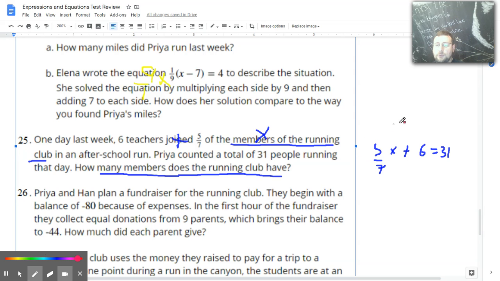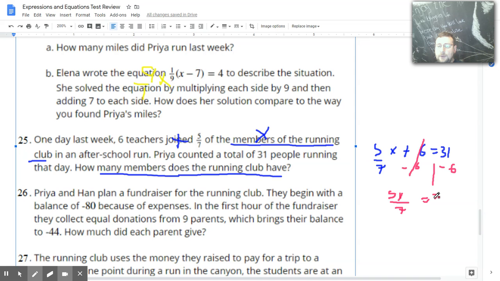And to solve that equation, of course, I have to subtract 6 from both sides, because I'm trying to get rid of this 6 first. And if I do that, I get 5/7 of x equals 25. Now, how do I get rid of a fraction? Remember, to get rid of a fraction, I will multiply it by its inverse. And so I do that to both sides. Multiply it by 7/5. That's how I like to do it. You can take 2 steps too, but I prefer doing it that way.